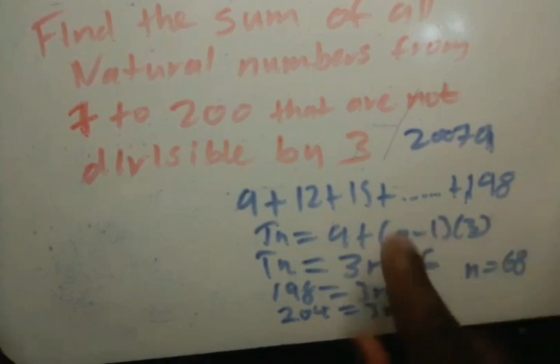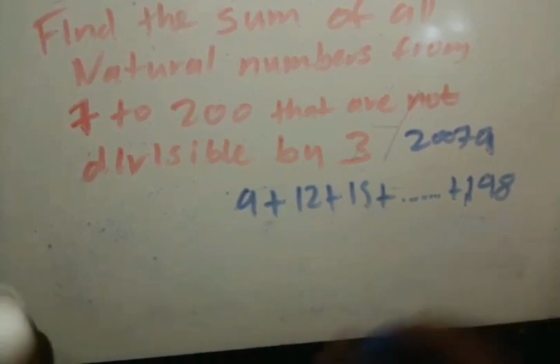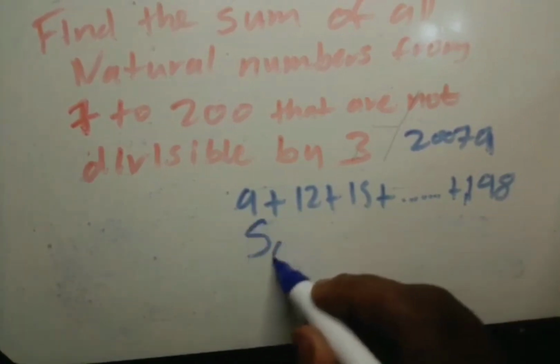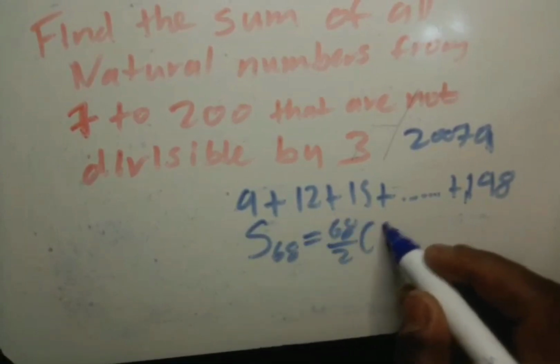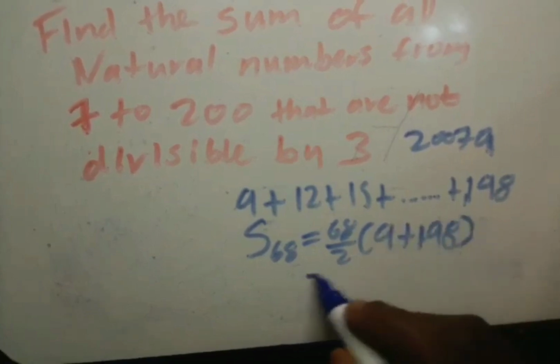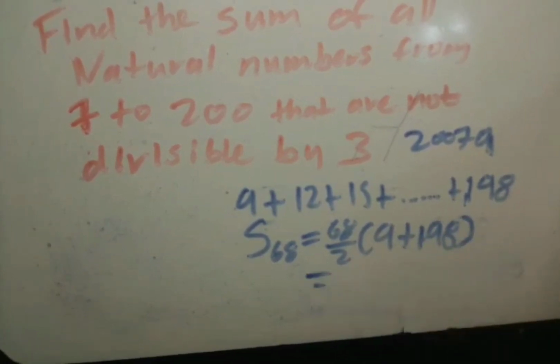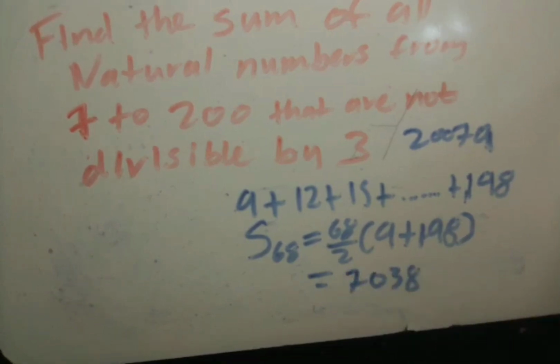So then I can now find the sum of the ones that were excluded, right? So we'll say the sum of 68 terms is equal to 68 over 2 into our a, which is 9, plus our l, which is 198. So from here, we just get our answer straight away. So this is going to be 68 divided by 2 times 9 plus 198. So it gives us 7038, right? So that's the sum of the ones that were excluded.